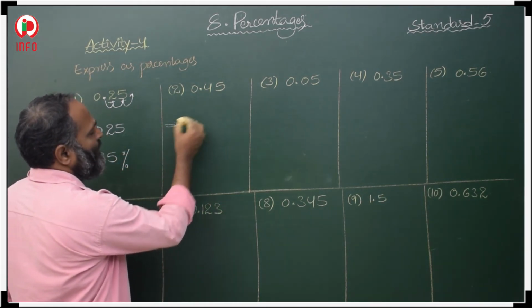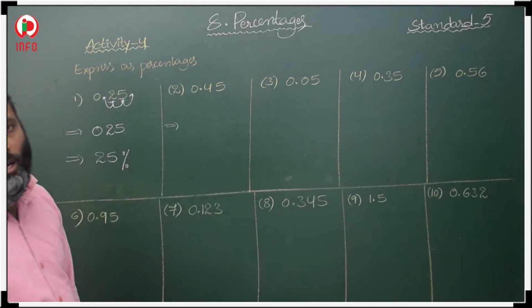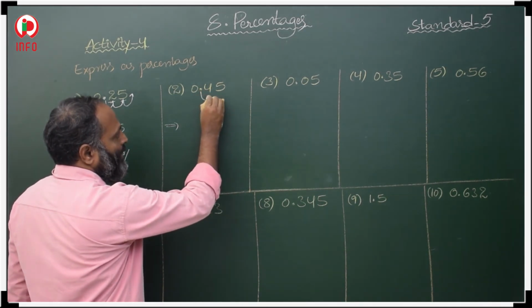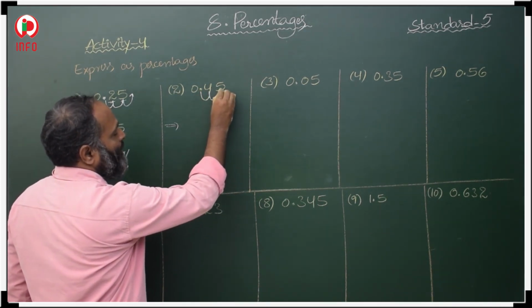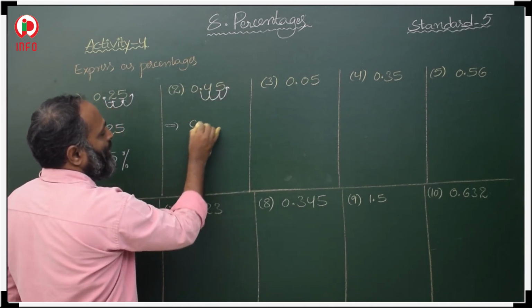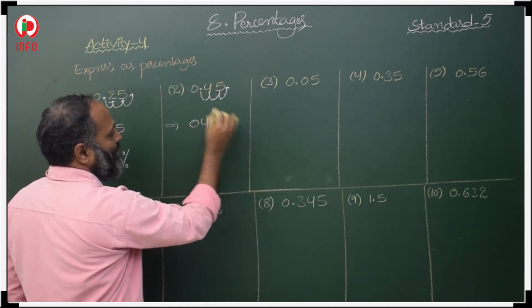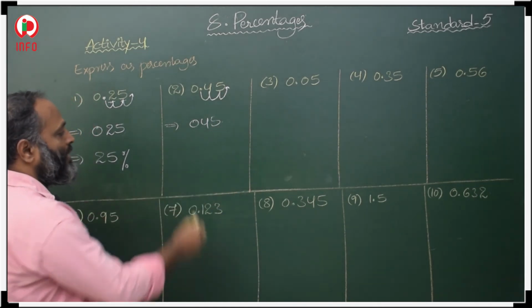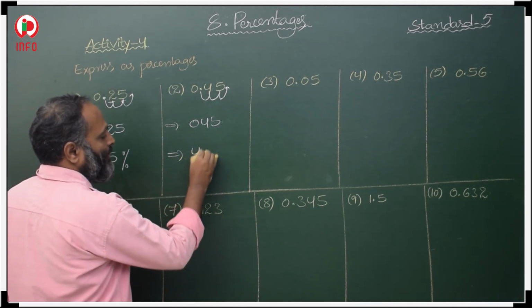Here also we have to move the decimal 2 places from left to right. This is first place, second place. After the second place the decimal will come here after 5, that is 045. After 5 there is no number, nothing is there, so no need to keep the decimal. 0.45 means 45%.